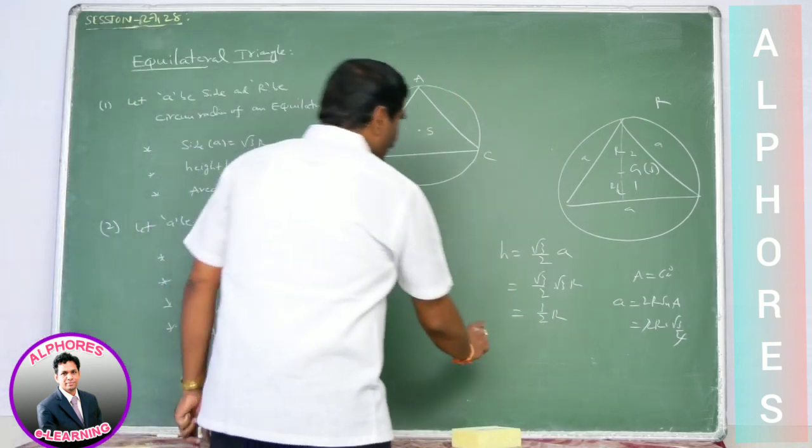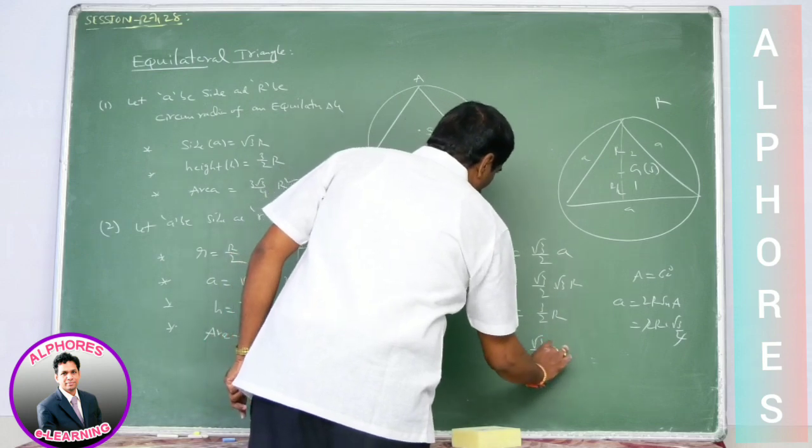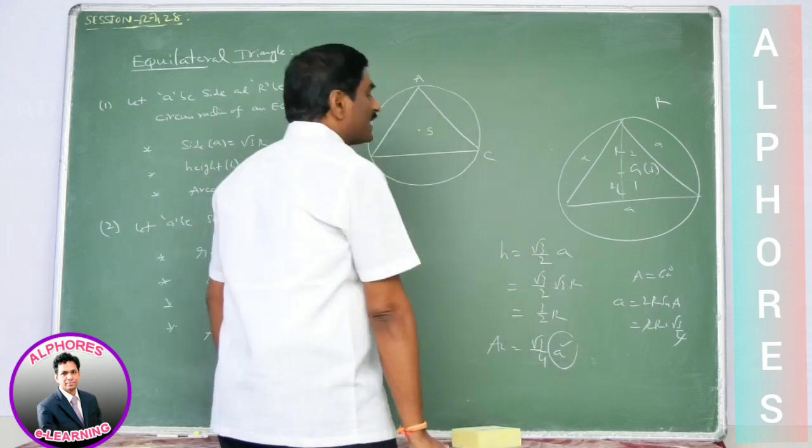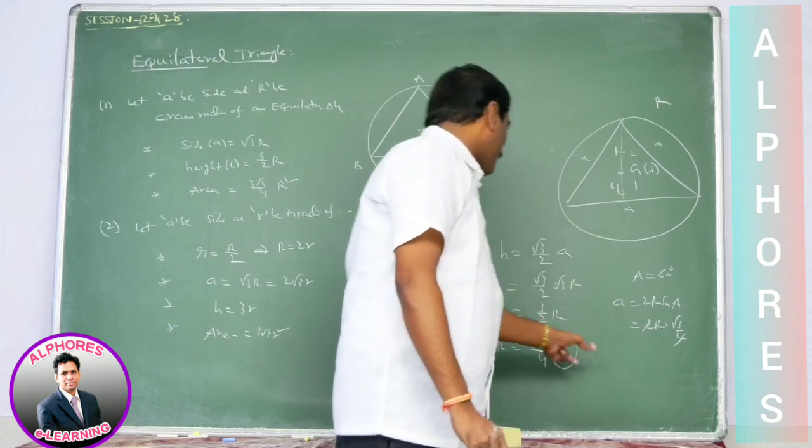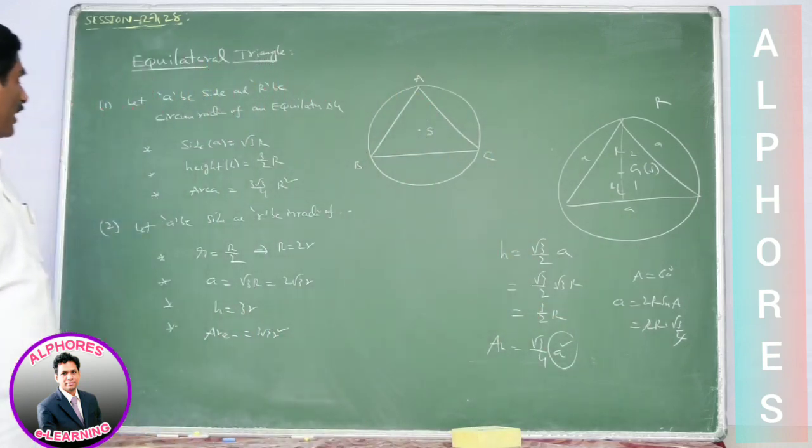Next, the area of the equilateral triangle is equal to root 3 by 4 into a square. But a is equal to root 3 R. Substituting this in the equation, we get 3 root 3 by 4 into R square. Okay, please note this point.